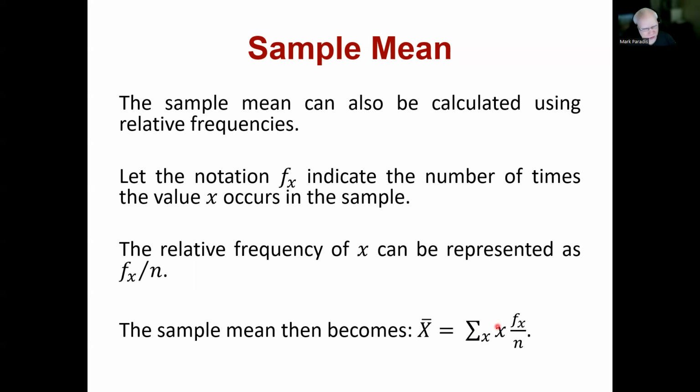So say some people got 75% on a test, some people got 80, and some people got 85. The first observation is 75, so we take 75 times the number of people who got 75. Then we add 80 times the number of people who got 80, plus 85 times the number of people who got 85, divided by the entire sample size.